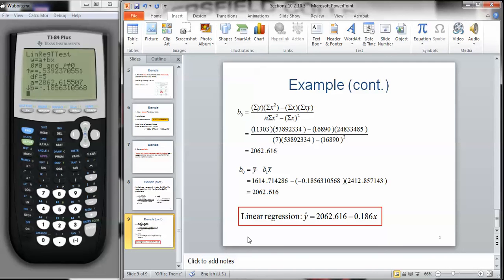So finally, you need to also write out your final answer. y hat is equal to 2062.616, which is the intercept, minus 0.186. The negative 0.186 is your slope, and then multiply by your predictor or your independent variable x. Okay, so that's it.